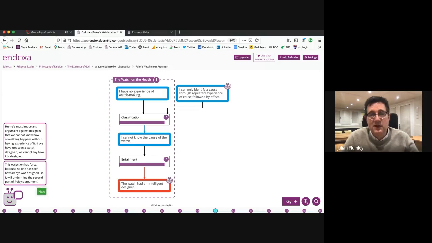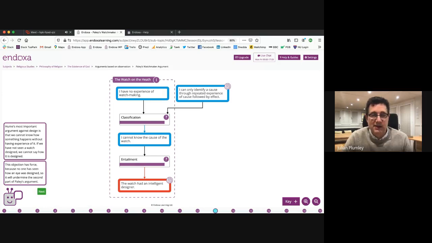This kind of design argument, this gives a lever against it. If you believe like Hume does that empiricism is the right philosophical principle, then let's say you have no experience of watchmaking. That means you can't know the cause of the watch. And that entails directly that you cannot know that the watch had an intelligent designer.